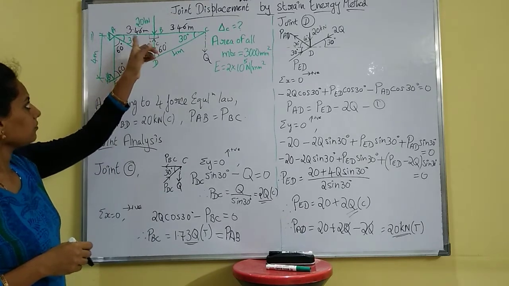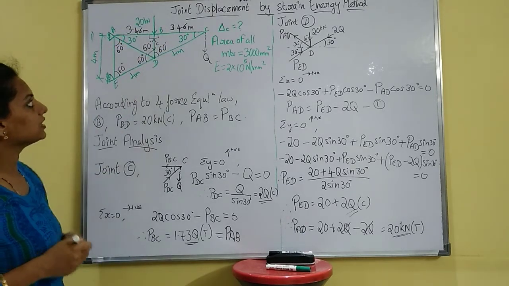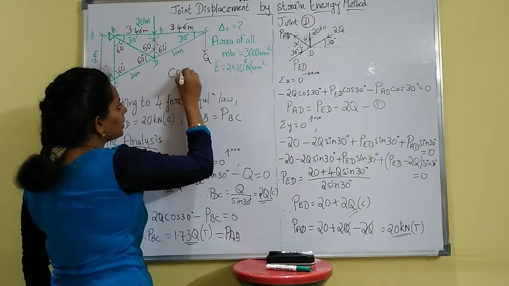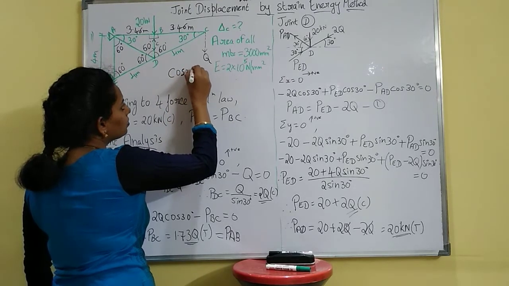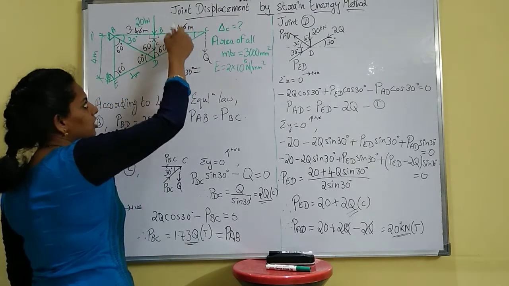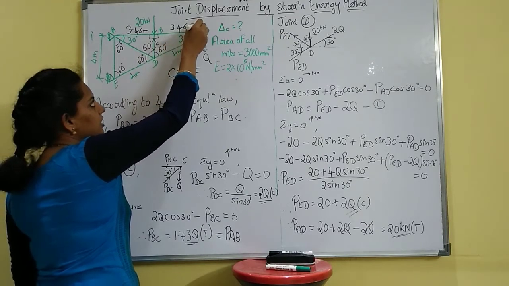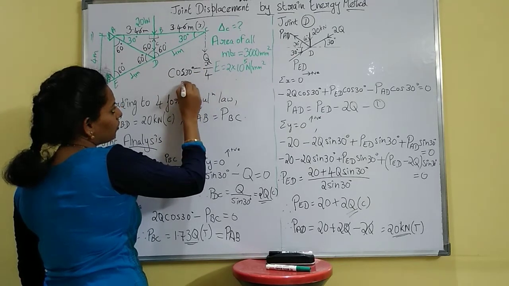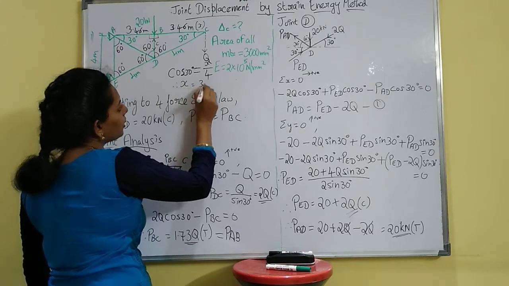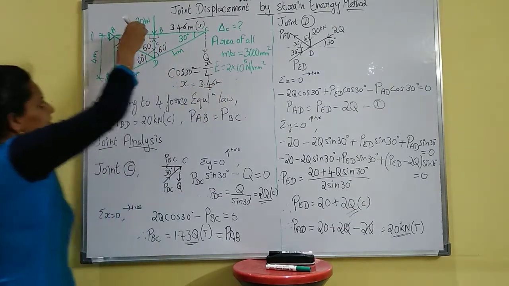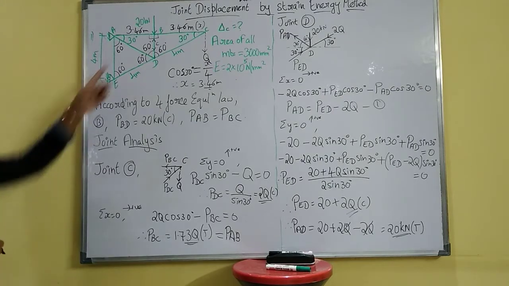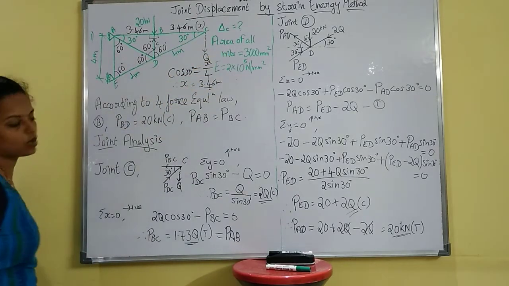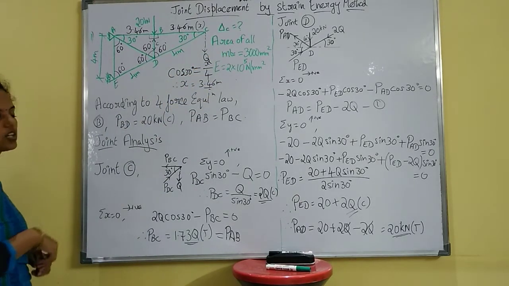Then find out this first distance. Here you know this 30 degree, so cos 30 is equal to adjacent by hypotenuse. Hypotenuse is given, adjacent is initially x, so take x by hypotenuse, which is 4. Just find out the value of x. You will get x as 3.46 meter. Similarly, this is almost a similar triangle, so you will get here also the same distance, 3.46 meter. And the area is given for all members, and E is also given for all members. Next, first find out the member forces.